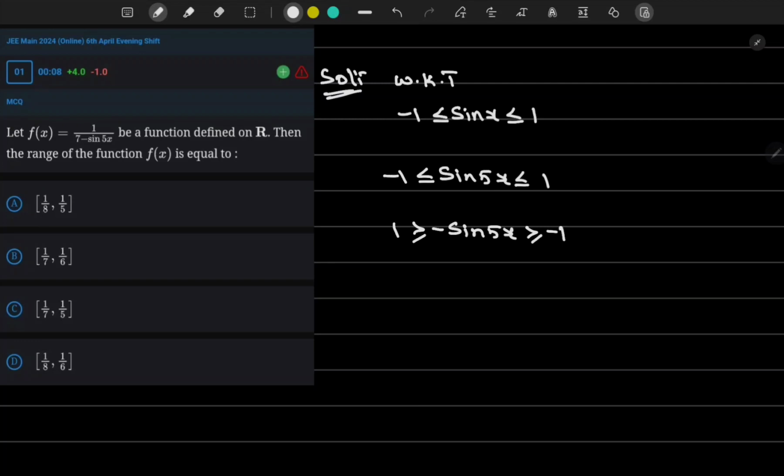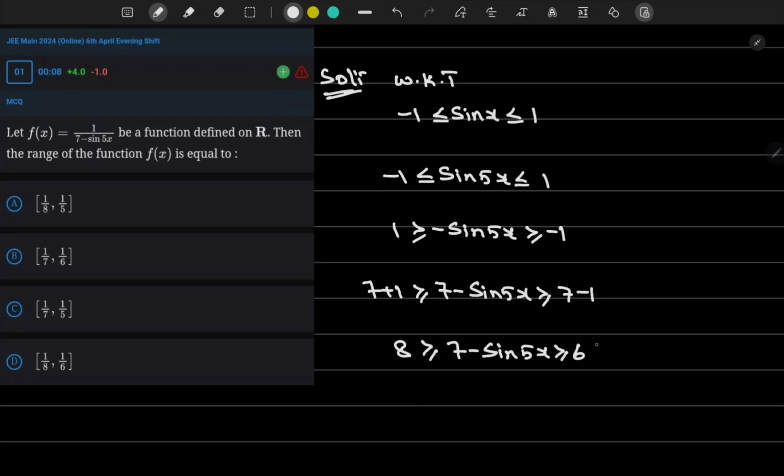Now let me add plus 7 on all sides. Then 7 plus 1 is greater than or equal to 7 minus sin 5x is greater than or equal to 7 minus 1. Then 8 is greater than or equal to 7 minus sin 5x is greater than or equal to 6.